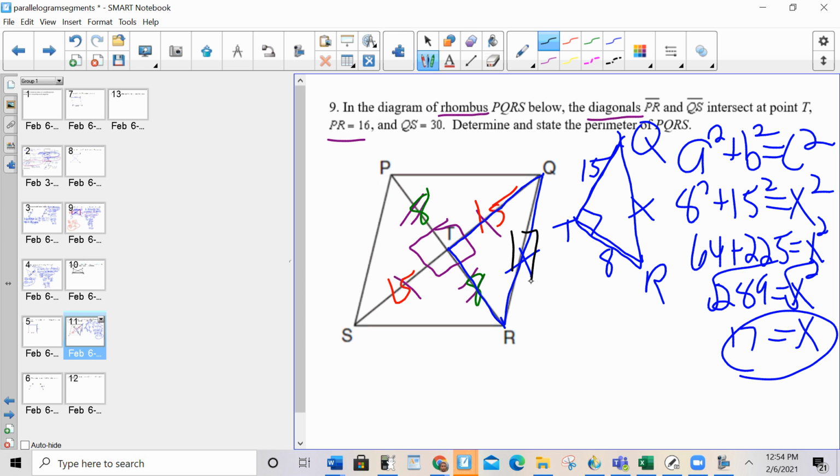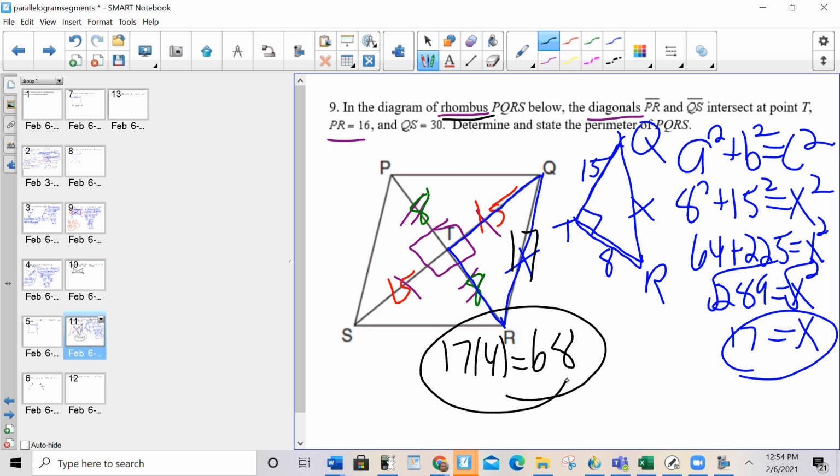So I know another property of the rhombus is that all the sides are the same. So if this side is 17, then all the sides are 17, and the perimeter is going to be 68, since all the sides of a rhombus are the same.